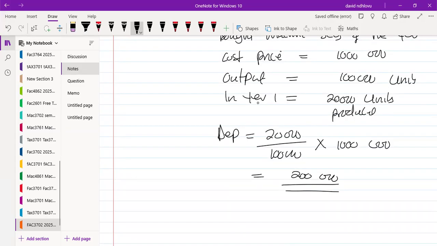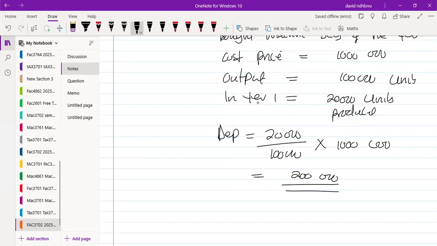So in each particular year, you just determine how many units you produced over the total, multiplied by the 1 million, which is the cost of the asset, and then you get your depreciation. So it's a very, very straightforward method of depreciation that can be applied.